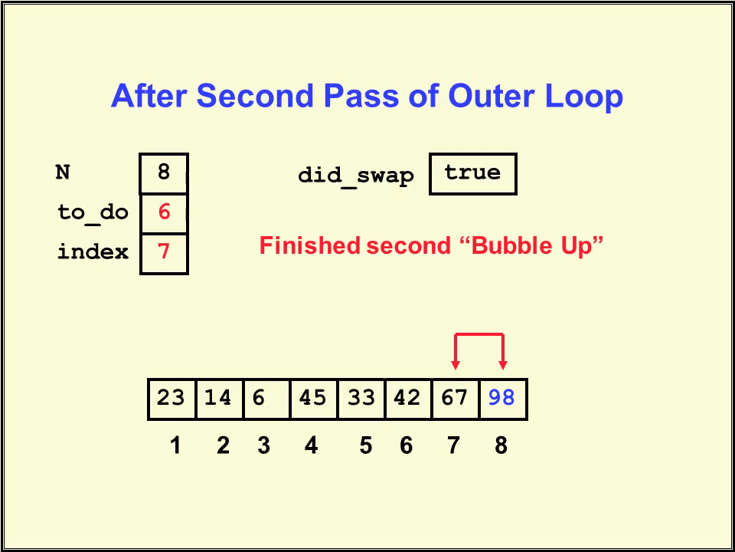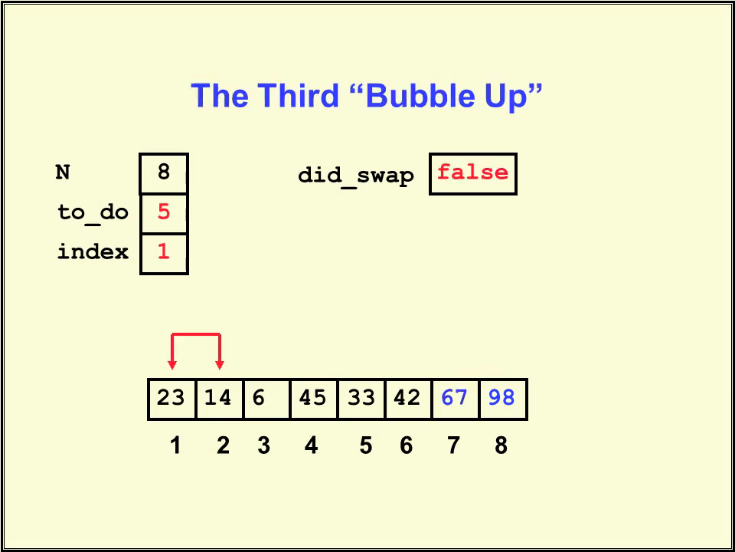After the finish of the second pass, the list is 23, 14, 6, 45, 33, 42, 67 and 98. In the third pass, we have two sorted elements, that is 67 and 98. So in this we have to perform 5 comparisons. So again we start the comparison from the first index value.